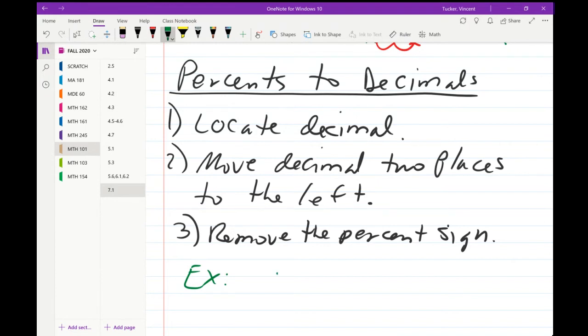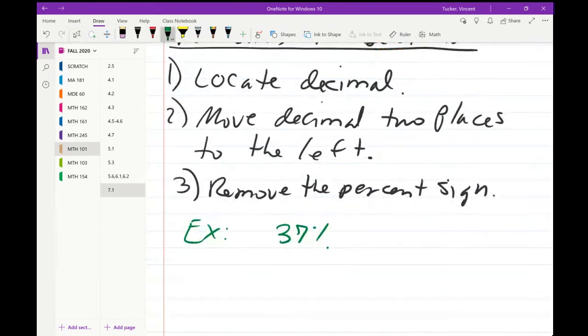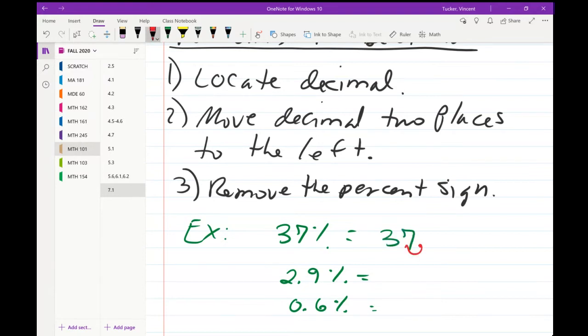All right, so let's see. All right, so 37%. Decimal's behind the 7. Move it 2 places to the left. That's 0.37.